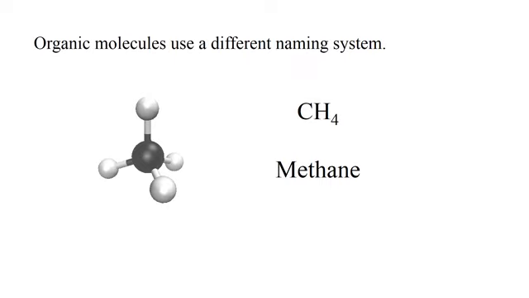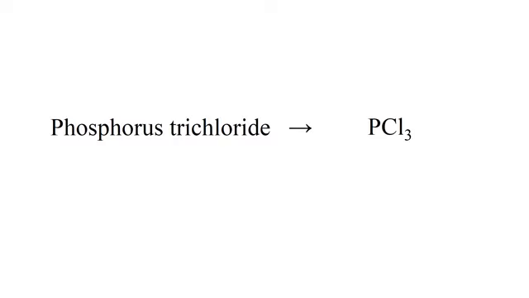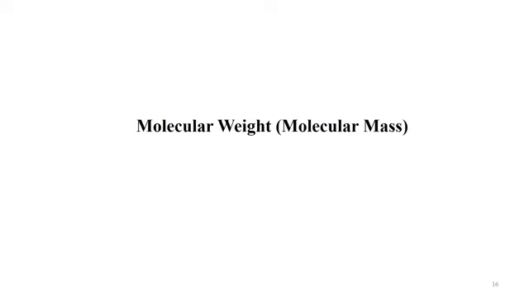Organic molecules are molecules made of mainly carbon atoms and hydrogen atoms. They use a different naming system. You should be able to write the molecular formula given its name. The first name, phosphorus, indicates one phosphorus atom. The second name, trichloride, indicates three chlorine atoms. Therefore, the molecular formula is PCl3.